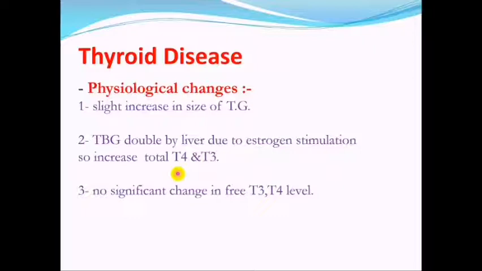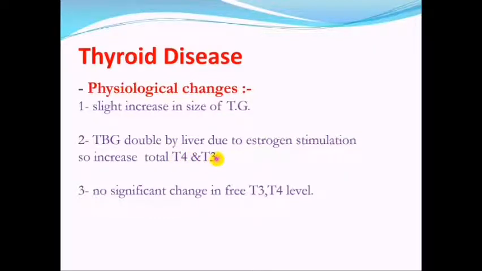Then we will discuss thyroid disease. As you know, the thyroid gland also has certain physiological changes during pregnancy, and one of these changes is a slight increase in the size of the thyroid gland. Usually the thyroid gland tends to increase in size during pregnancy, which is called physiological goiter. Also the thyroid binding globulin is doubled in its production by the liver due to the effect of estrogen stimulation. So there will be an increase in both total T3 and T4.